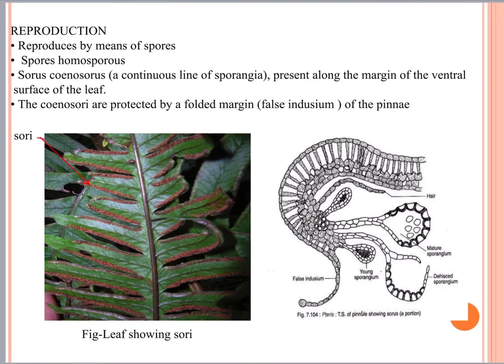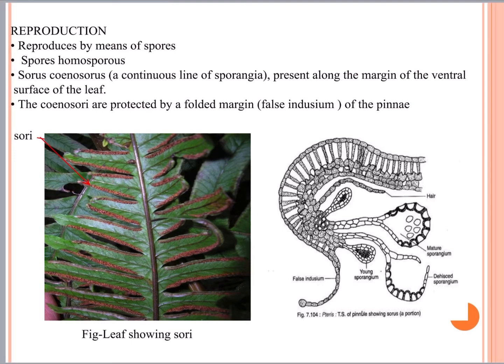Now we'll come to the reproduction. Reproduction takes place by means of spores. The spores are homosporous, meaning all the spores are of the same type. And the sorus is coenosorus. Coenosorus means there is a continuous line of sporangia present along the margin of the ventral surface of the leaf.